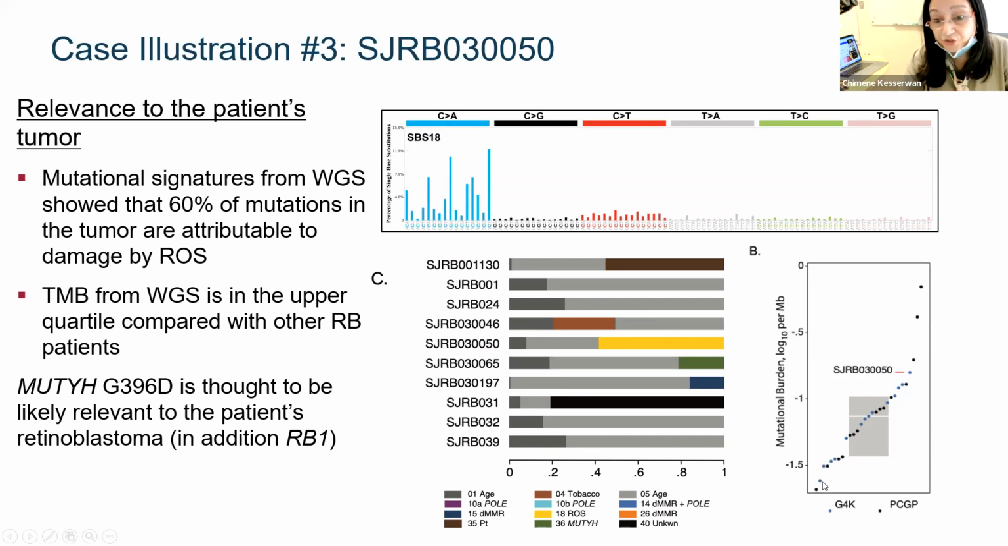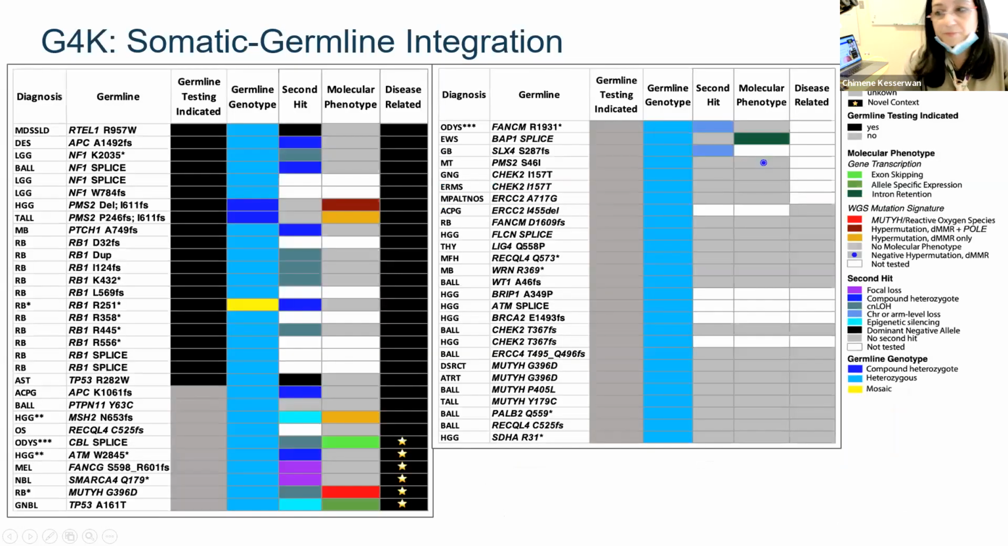Another observation, he has a mutational burden that is quite high. Here is our mutational burden in the upper quartile compared with other retinoblastoma patients. So this variant, glycine 396 aspartic acid, is thought to be likely relevant to the patient's retinoblastoma in addition to RB1. If you would like to have additional information, it's also present in the published paper.